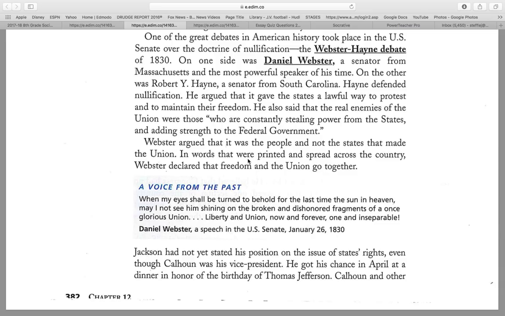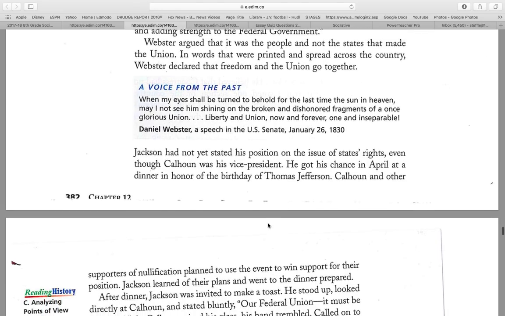Webster argued that it was the people, not the states, that made the Union. In words that were printed and spread across the country, Webster declared that freedom and union go together. "When my eyes shall be turned to behold for the last time the sun in heaven, may I not see it shining upon the broken and dishonored fragments of what was once a glorious Union. Liberty and Union, now and forever, one and inseparable."